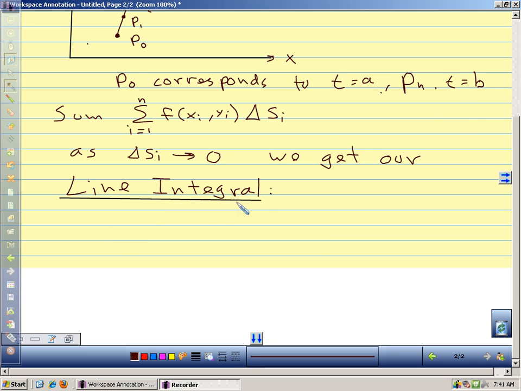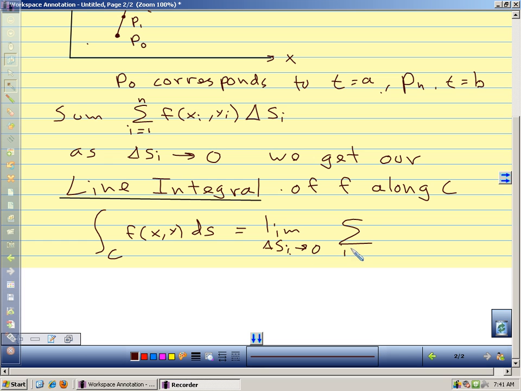So our definition of a line integral of f along C, which we write as the integral over C of f of x, y ds, is the limit as delta S sub i approaches 0 of the sum from i equals 1 to n of our function times our arc length.